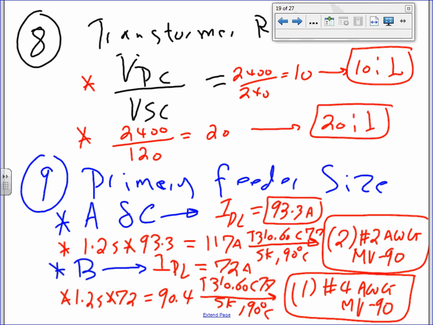Should we go to 10? Any question, guys, about 9? Why 1.25? We're assuming it's a continuous load.